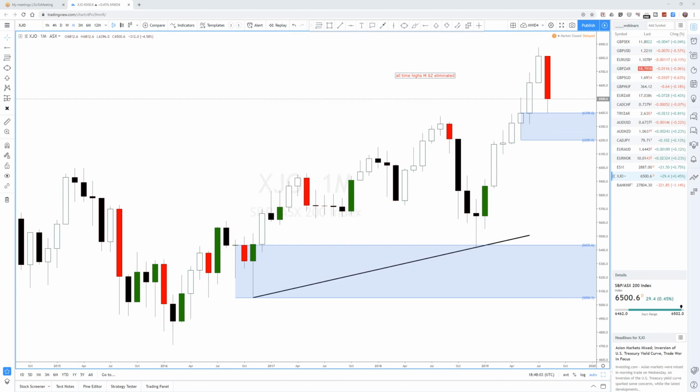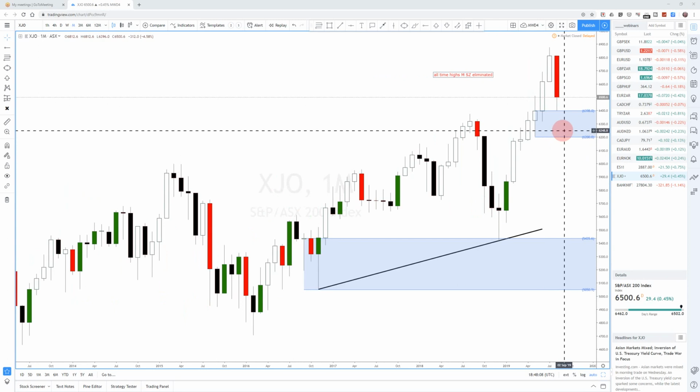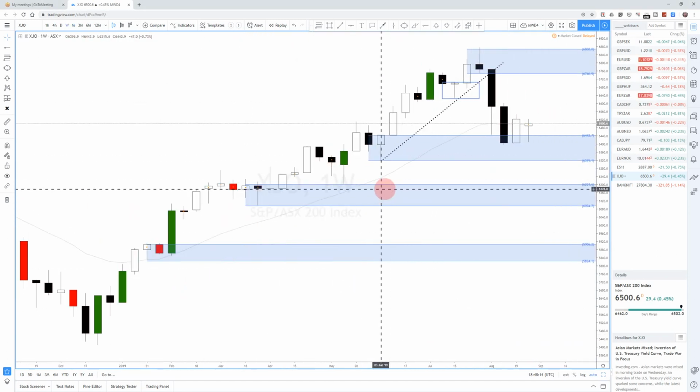Okay, good. So monthly uptrend, monthly demand in control, long bias. So what can you tell me about the weekly? This is the weekly chart. Okay.